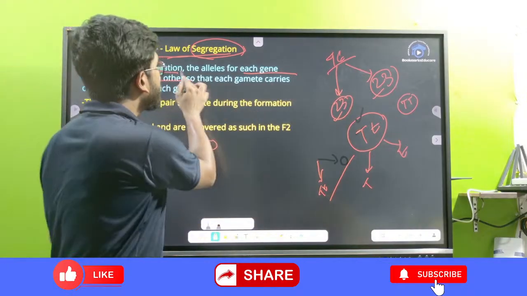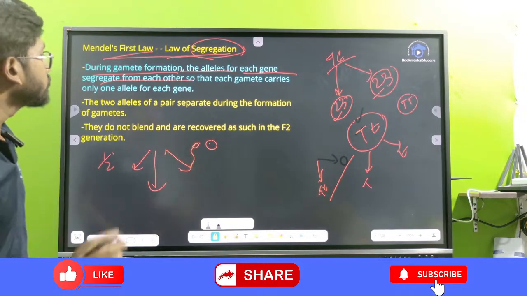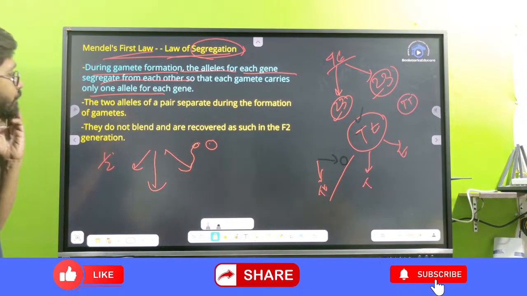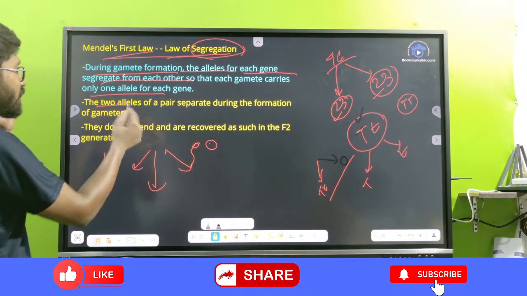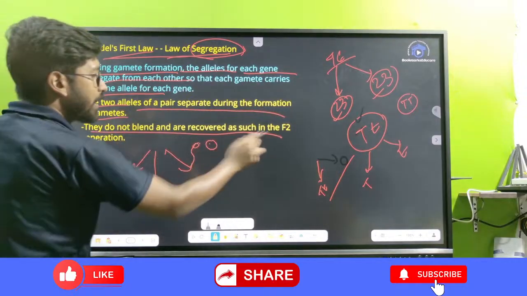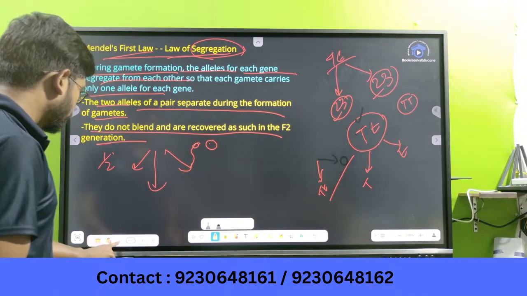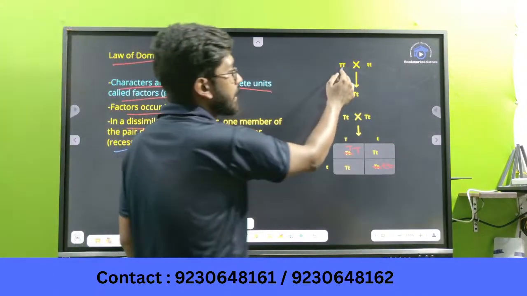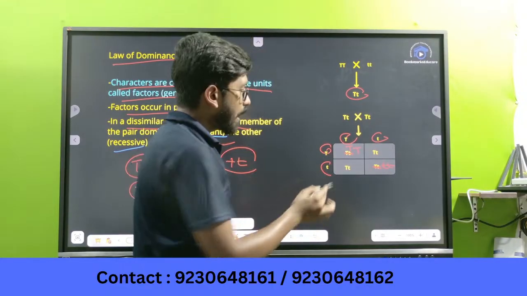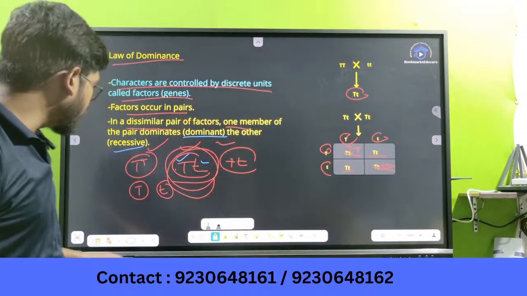So what Mendel said is that alleles of each gene will always separate, and each gamete will carry only one allele, as I show you. So these are some important lines. The two alleles in a pair separate during gamete formation, they do not blend, and are recovered as such in the fifth generation. As in, see, here it was created, from here these got separated, and then again they segregate. They mixed up.